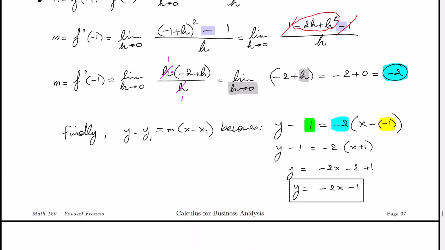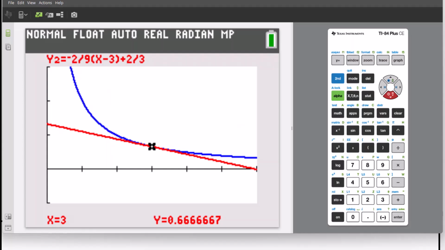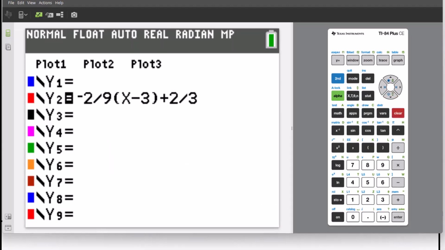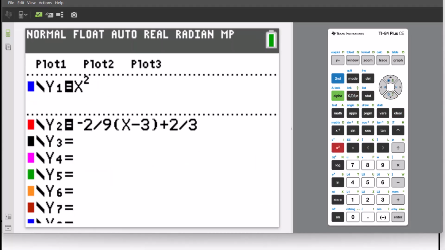This is the first time you're doing derivatives and probably the first time you find the equation of a tangent line. This is a hundreds-of-years-old question that people were trying to answer, and now you know how to answer it too. So to see what's going on, let's go to our calculator, go to my Y menu, and write x squared, the name of the function that we're working with.